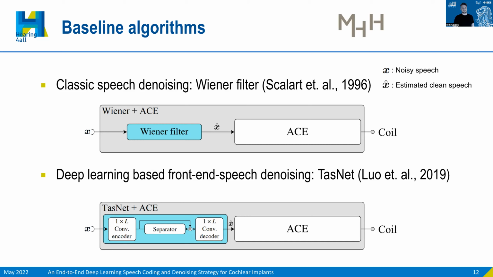The second approach is more state-of-the-art, and it's based on deep learning and audio end-to-end speech enhancement. In this case, we use the TasNet. As we can see in the block diagram below, this performs audio end-to-end speech enhancement, so it estimates X hat, which is the target signal in the audio domain, and this is then sent to the sound coding strategy to obtain the desired electrodegram.